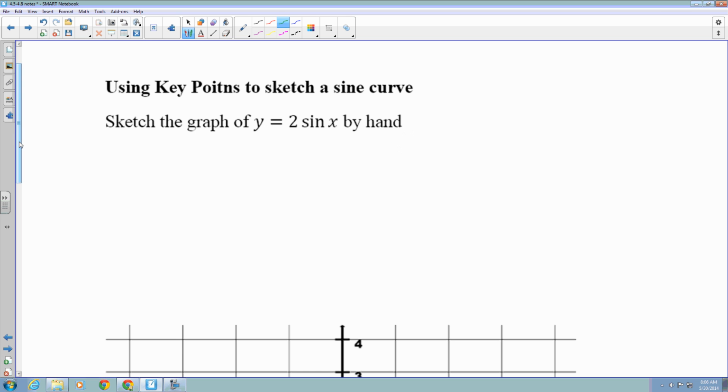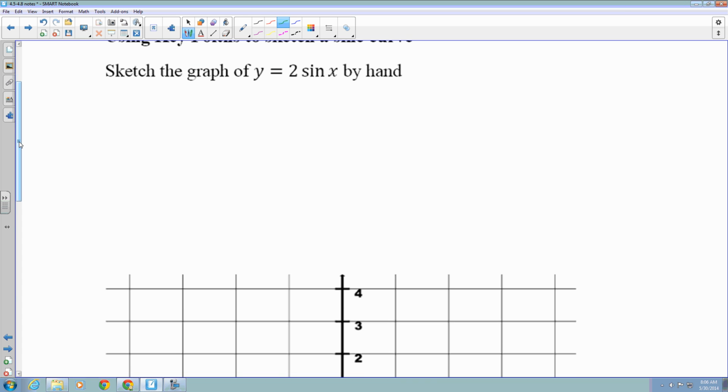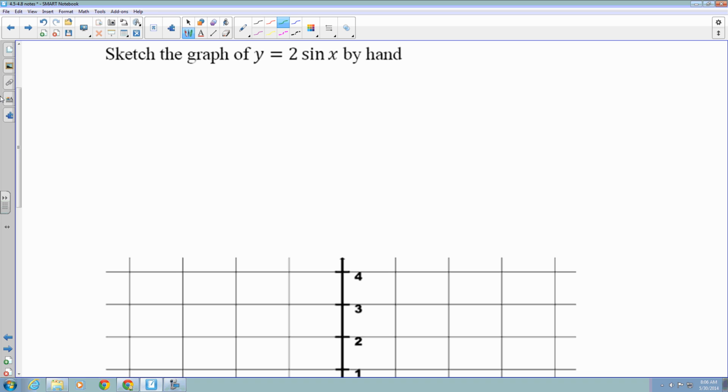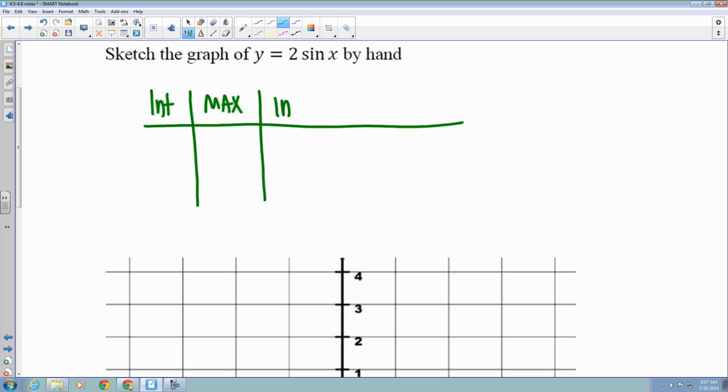Okay, so we're going to be using those 5 key points to sketch a sine curve. And now this sine curve is a little bit different, it just has a 2 in front, but it is different than the regular sine curve. So our 5 key points of any sine curve starts at an intercept, going up to a max, middle's an intercept, goes down to a min, ends at an intercept. Okay, so those are always what's going to happen here.